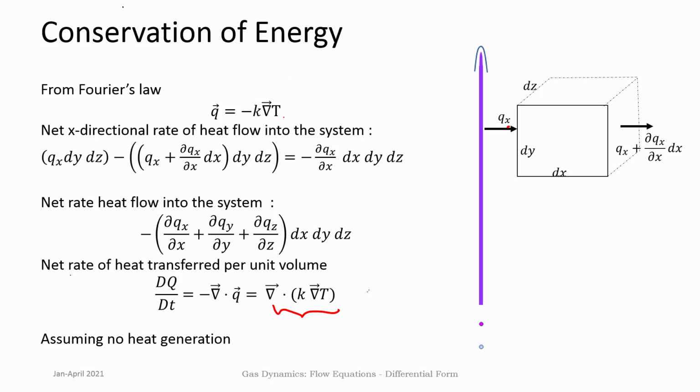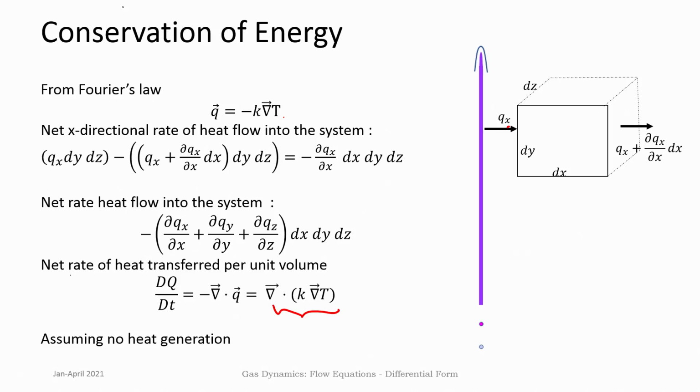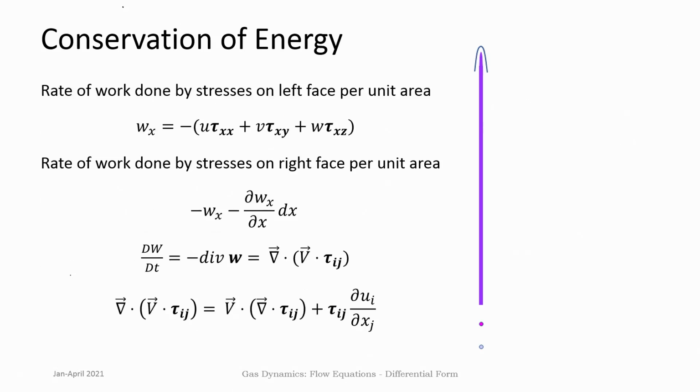So, dq by dt is equal to del dot k del T, and here we are assuming there is no heat being generated. Now, what about work done? In a similar manner as before, where we considered heat transfer, we are checking the work done, and work done is the force multiplied by velocity, F dot v. If you take F x, the force in the x direction, it has components tau xx, tau xy and tau xz, and you multiply it by the corresponding velocities u, v, w, you get W x, the work done by the stresses on one particular face.